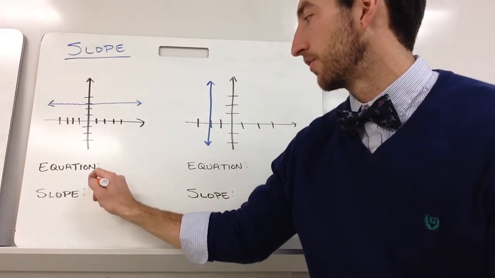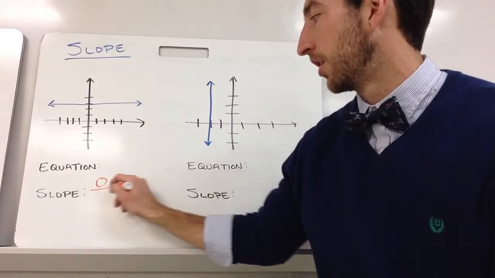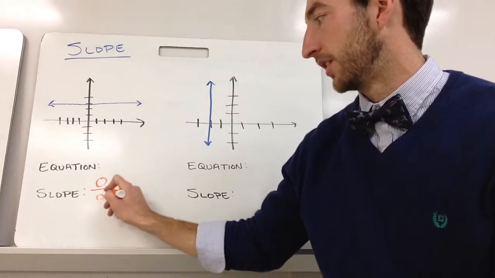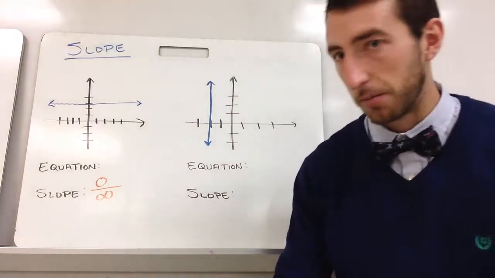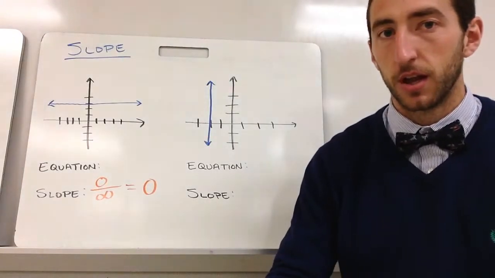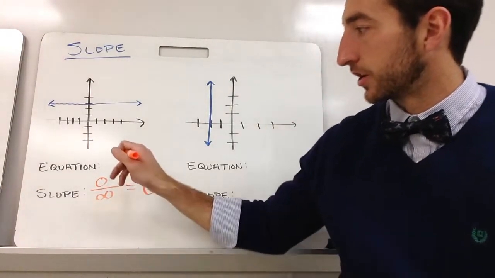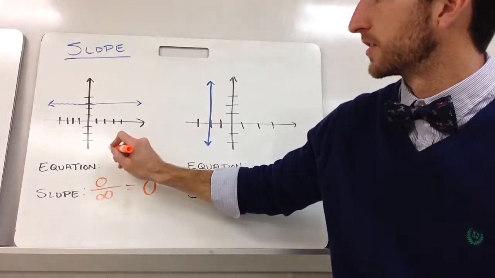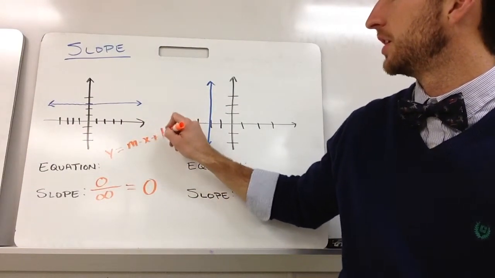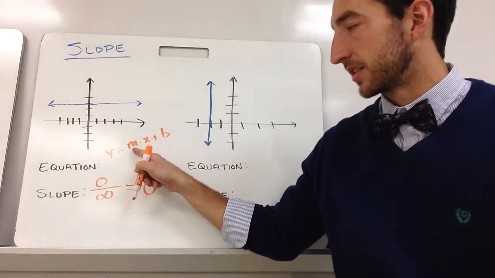So if I'm doing rise over run, I'm going to do 0 over my run, which runs on forever, so that's infinity. But you think about what's 0 divided by infinity, so that equals 0. So my slope is 0. And if you think about an equation, my equations are always in this form, y equals m times x plus b, where m is my slope.